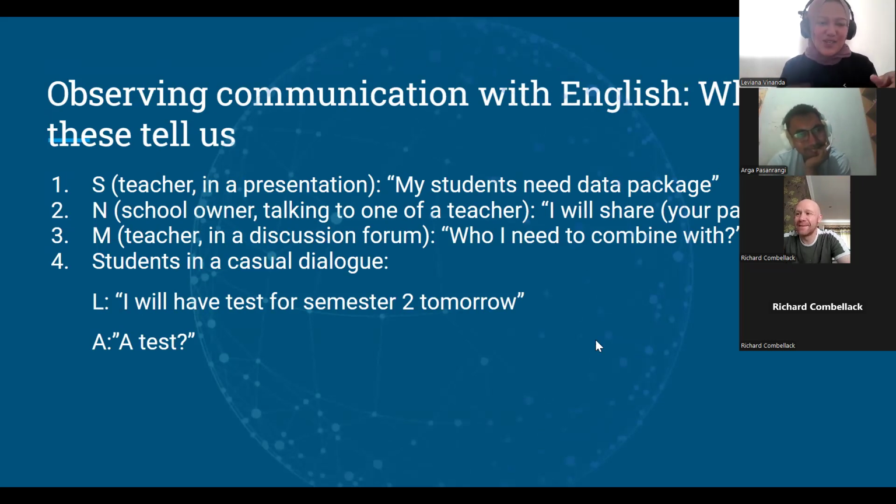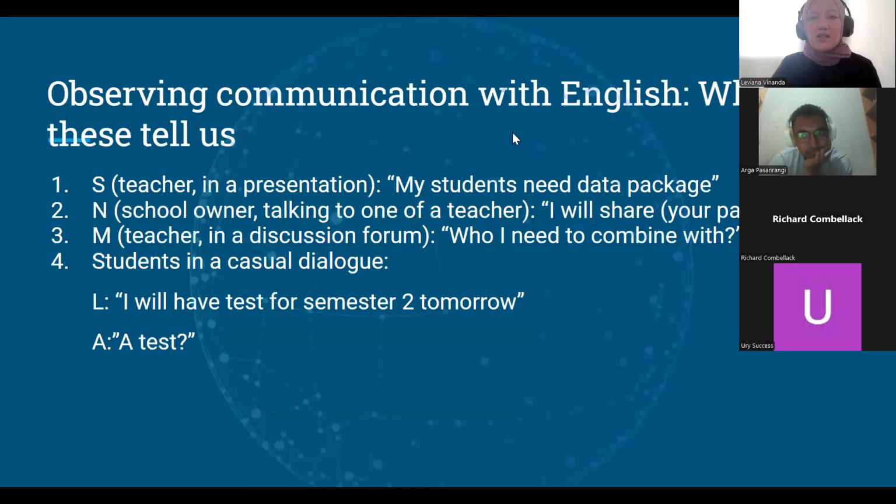So for example, let's look at the first example here. S is a teacher who is delivering a presentation. The people in that room are internationals. And the teacher says blah, blah, blah, and then she said, so my student need a data package.